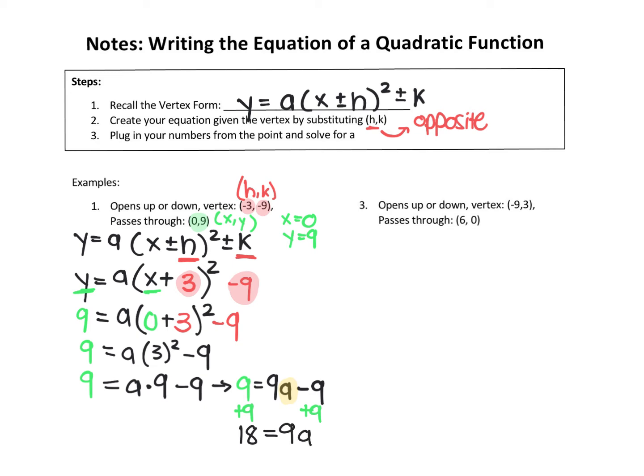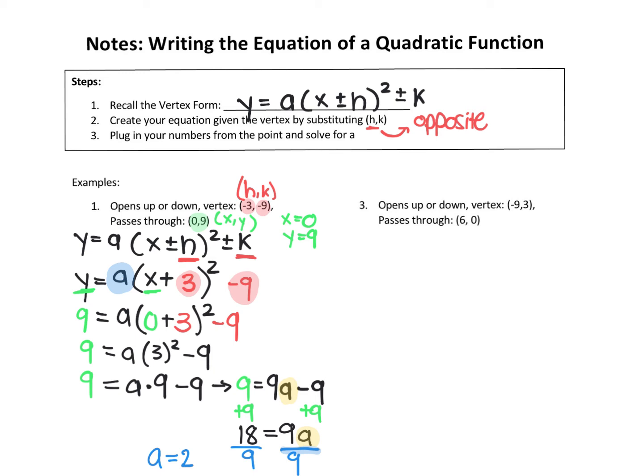What do I do on both sides now to get that a by itself? I'm going to divide both sides by 9. So let's do that. Divide both sides by 9. And when I divide both sides by 9, I get a equals 2. This is very good because now I have all the parts for my equation. Because this a equals 2 is going to go right here on this a.